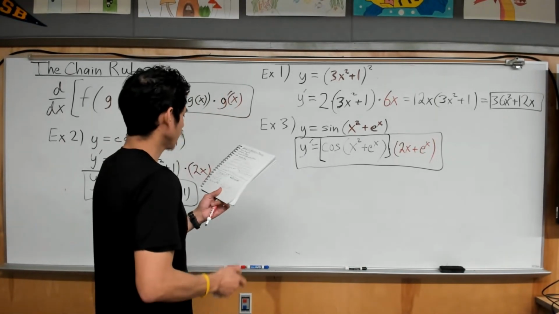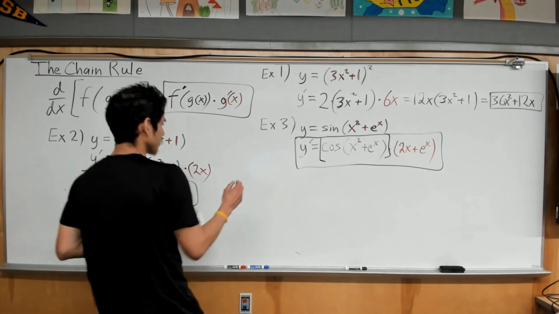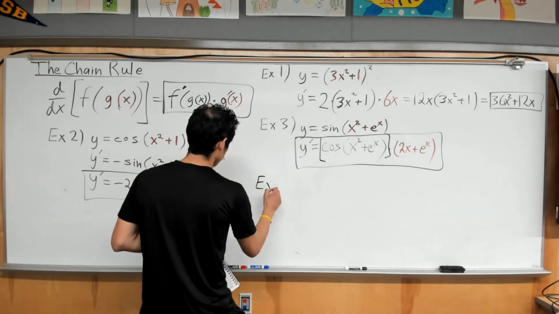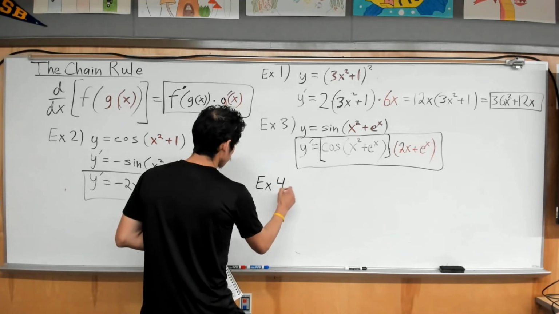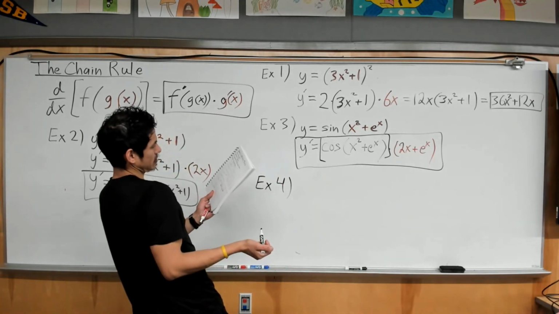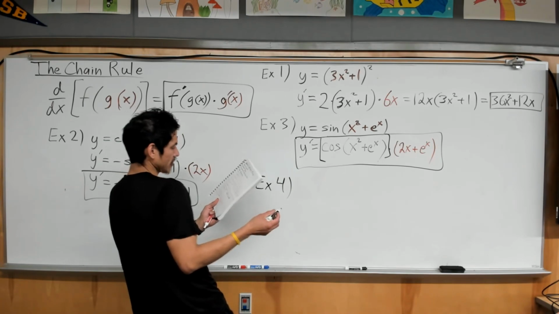All right, number 4. Okay, so let's look at this. The natural exponential. We've got y equals e to the cosine of x.